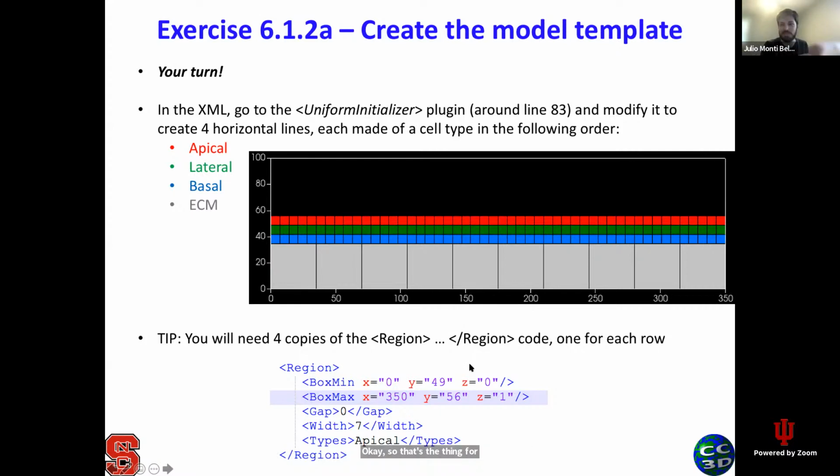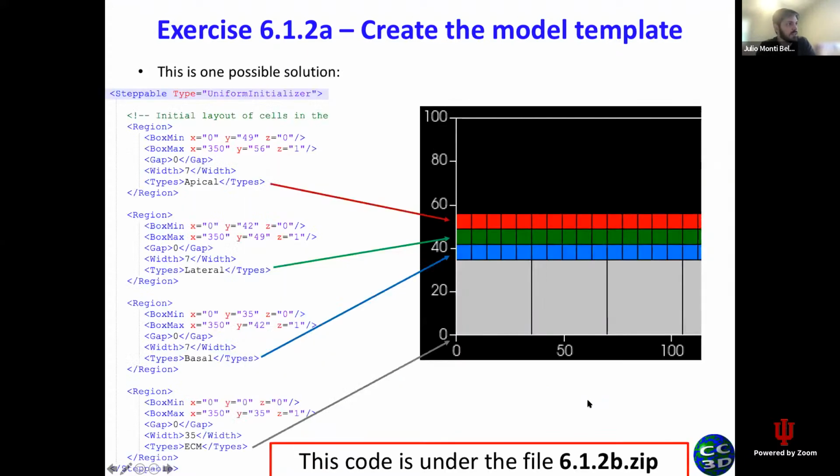I'm going to give you one way to do this. In case you want to create 4 different rows of cells, you want to copy and paste the region side, call it multiple times, 1 for the apical, 1 for the lateral, 1 for the basal, and another for the ECM. And what you see here on my screen is one way to do it, okay?